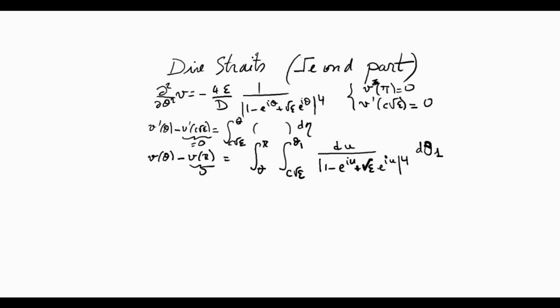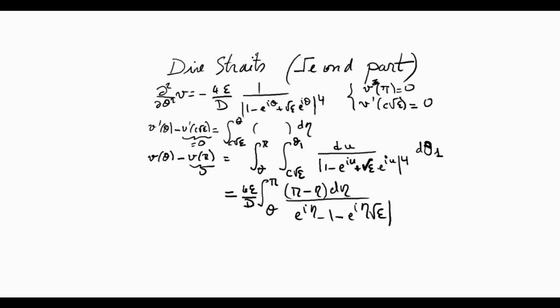And using the classical exchange of the integral, we get this is equal to this with a 4π d. This is integration from θ to π of (π minus η) dη divided by exponential iη minus 1 minus iη square root epsilon, and this is to the power 4, and this is v of θ.